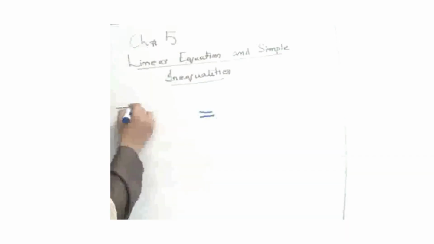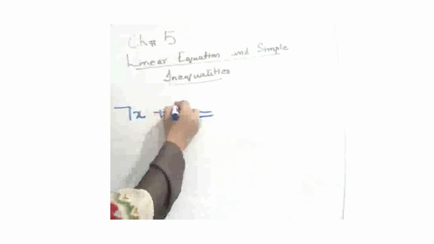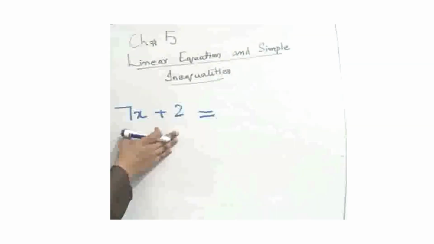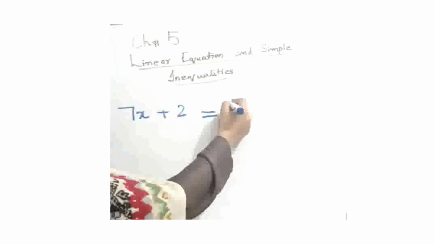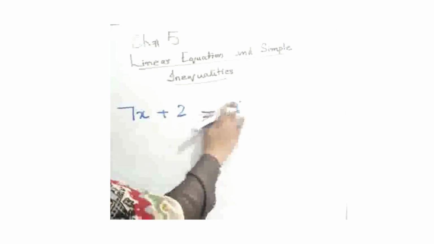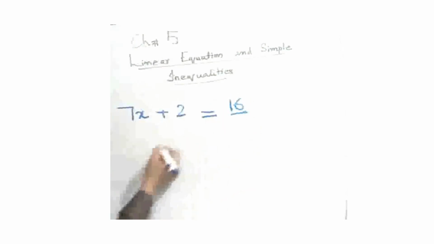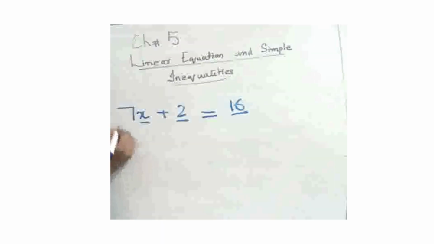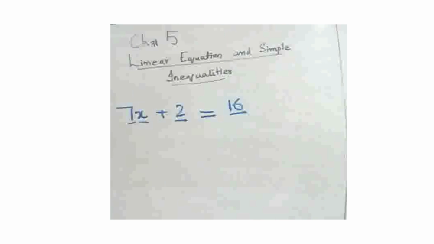For example, I have an equation that is 7x plus 2. Let's say this is an equation. It will be its left hand side, and on the right hand side we can take 16. This is a constant, this is a constant, this is also a constant, this is the variable, and the number which is attached with the variable is known as the coefficient. You all know this very well.